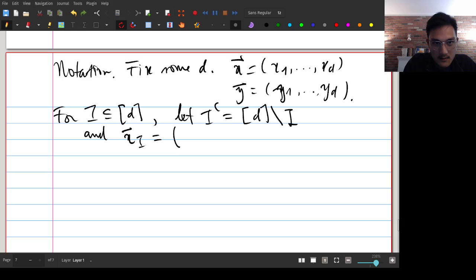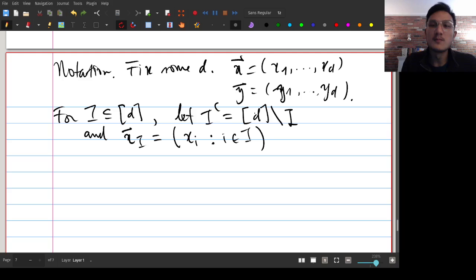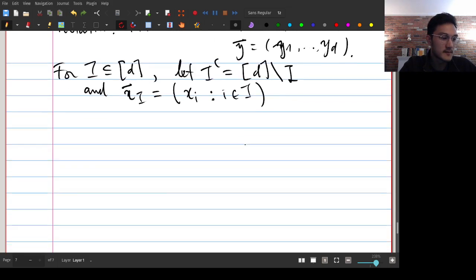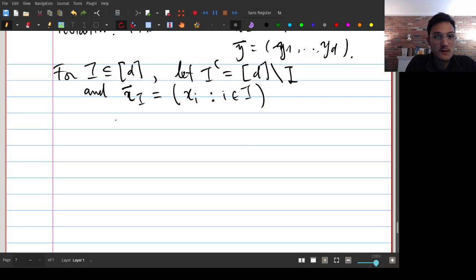And x_I is the set of all xi's for i in I. So we kind of saw that with the partition rank above, right? This is going to be a vector with size of I elements, and we can index them by the elements of I.